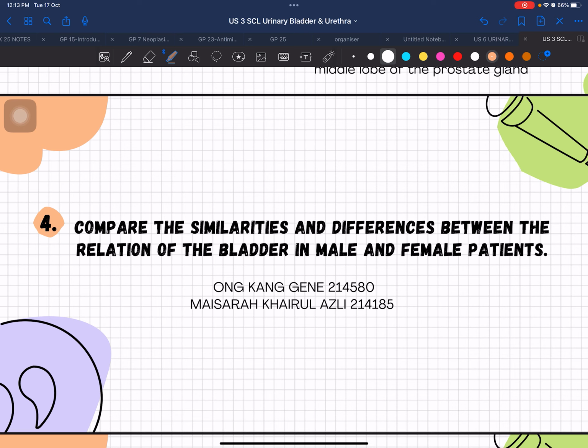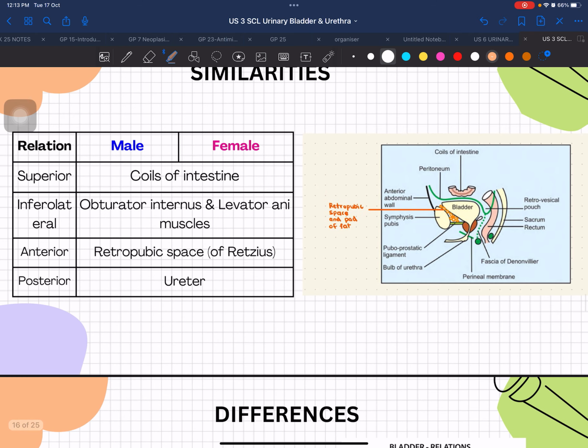Okay, so to start, let's start with the similarities. The similarities between the relations of the bladder for male and female is that superiorly there are coils of intestine up here. And then inferolaterally, there is both obturator internus and also levator ani muscle. This one I will explain further in the next slide. And then anteriorly, like Eddie said just now, there's the retropubic space, which is retro meaning behind and pubic bone, so over here. And then posteriorly, we have the ureter.